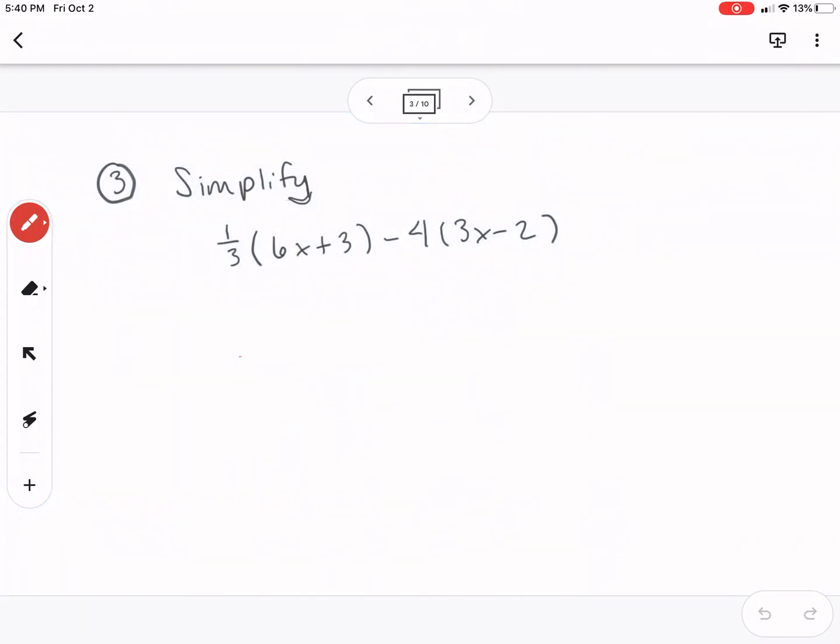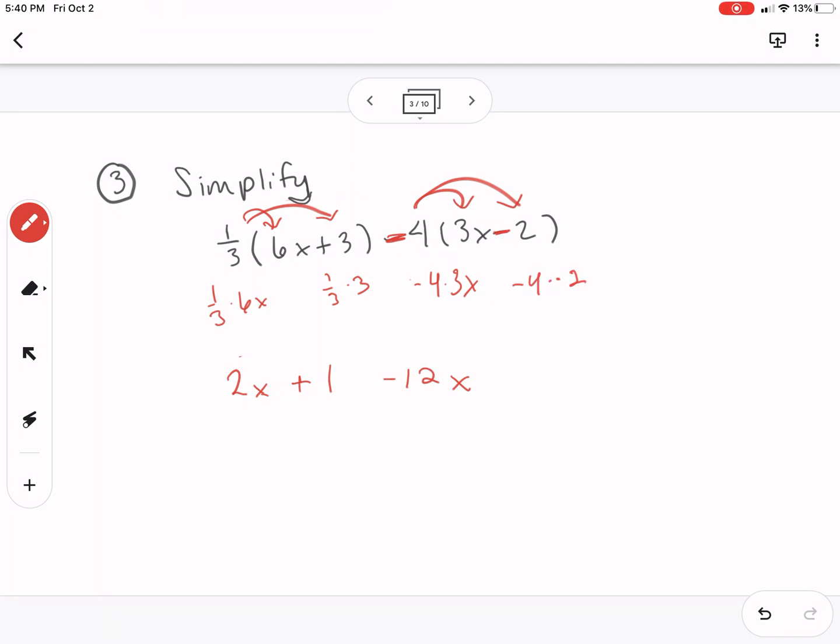Here to simplify, we're going to distribute to get rid of parentheses, then we'll combine like terms. So first, if I do 1/3 times 6x, 6 over 3 is 2, so that's a 2x. 1/3 times 3 is going to be 1, because 3 divided by 3 is 1. If it's positive, you put a plus. Negative 4, remember you're treating that like a negative 4, times 3x is negative 12x. And then negative 4 times negative 2 is a positive 8, so I'm going to put plus 8.